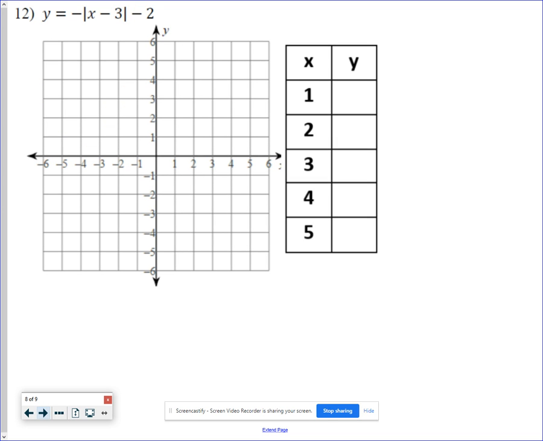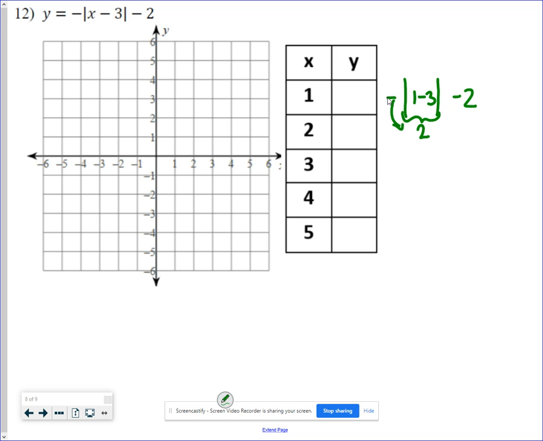All right, last one that we're going to do is number 12. That negative out in front, again, remember that means it's going to be flipped upside down. So this one's going to get a little bit messy. What I'm going to have here, I'll have a negative absolute value of 1 minus 3. Then we're going to subtract 2. So 1 minus 3 is -2. The absolute value of -2 is going to be 2. So this whole thing right here is just 2.